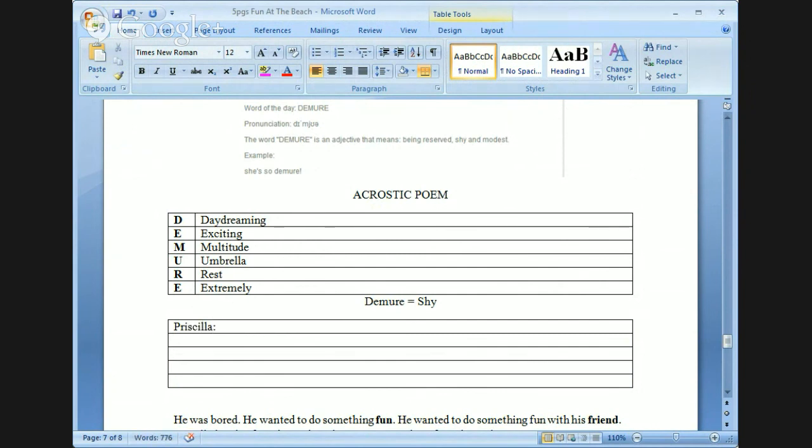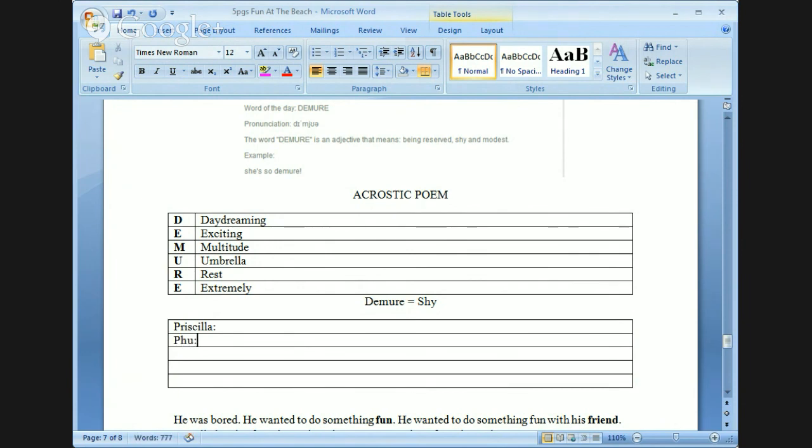Okay, so here I am, yesterday I was daydreaming about an exciting opportunity for me to meet a multitude of people. Then it started to rain, and I decided to grab my umbrella, but I thought it would be best for me to rest because I'm extremely shy. Okay? So those were all of my words for demure.